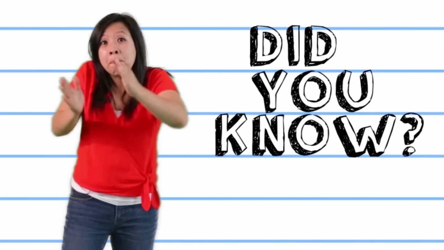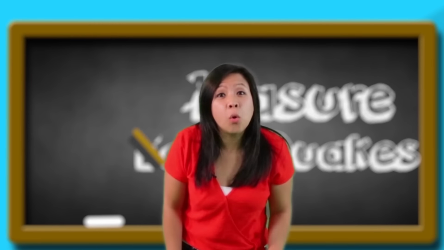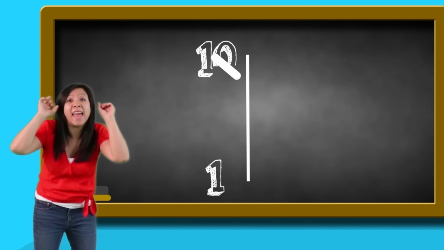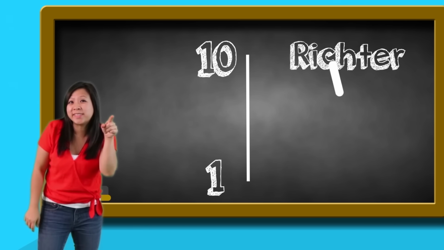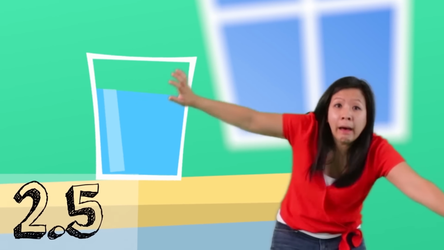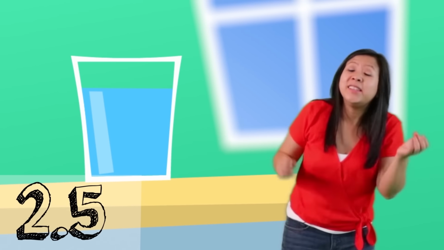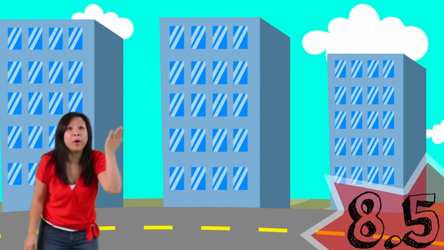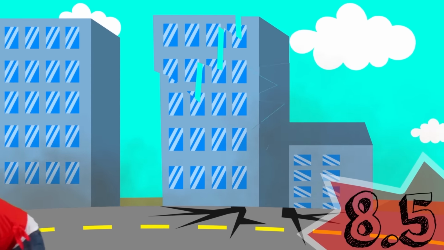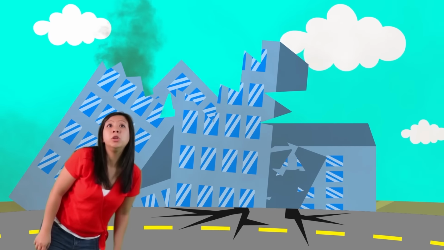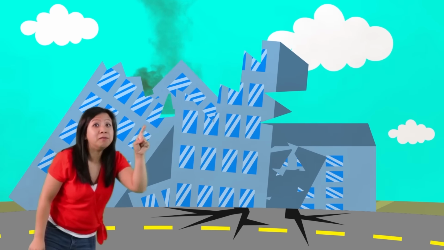Did you know that you can measure earthquakes? They get a score on how strong they are. And they go all the way to 10 on what is called the Richter scale. The bigger the number, the stronger the earthquake. So, an earthquake that measures a 2.5 is smaller and doesn't cause as much damage, but an earthquake that measures an 8.5... Whoa! Do you guys see? That's a lot of damage.